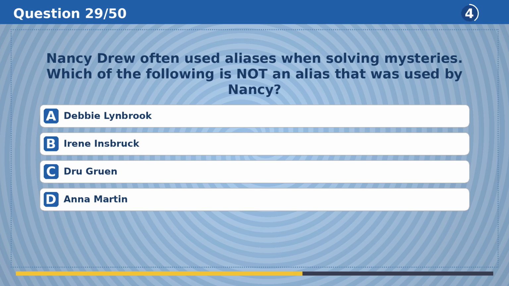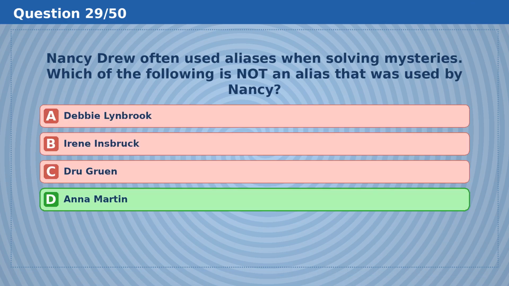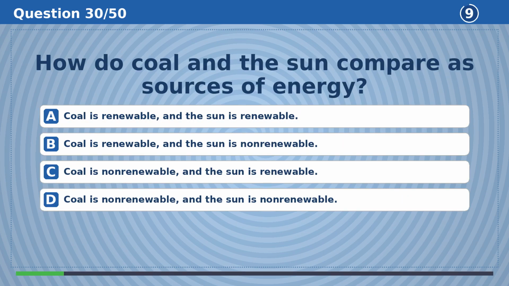Nancy Drew often used aliases when solving mysteries. Which of the following is not an alias that was used by Nancy? The answer is D. Anna Martin.